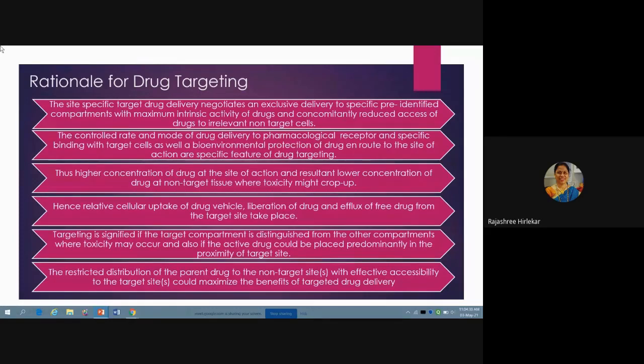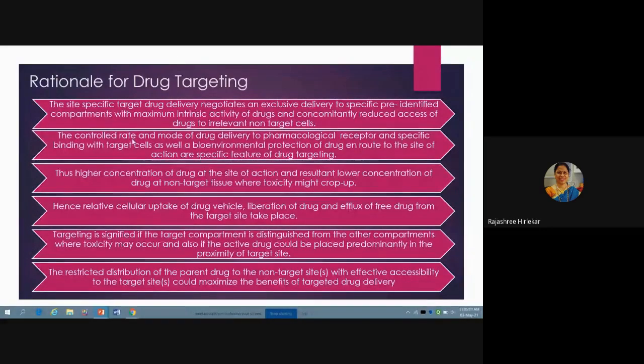So we'll see what is the rationale for drug targeting. Having understood the problems encountered when we take the dosage form orally or parenterally, we have to concentrate on how this targeting will help us to achieve the required concentration of the drug. So the site-specific targeted drug delivery negotiates an exclusive delivery to the specific pre-identified compartment with maximum intrinsic activity of the drug and concomitantly reduces the access of the drug to the irrelevant non-target cells.